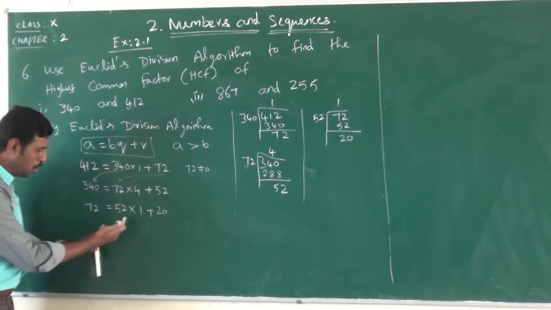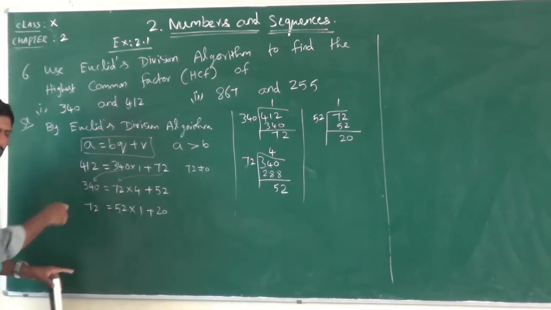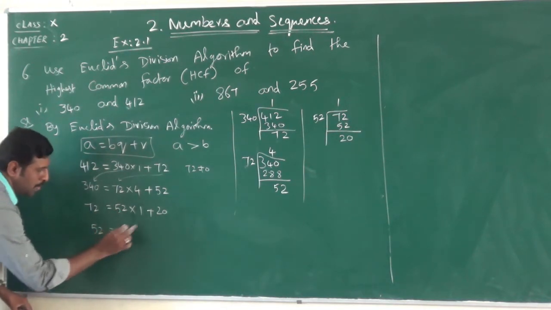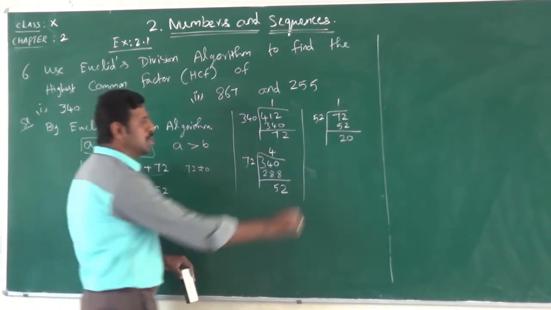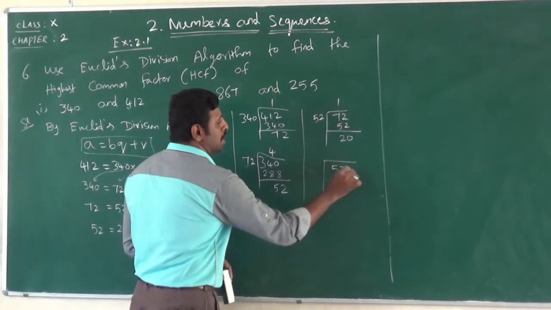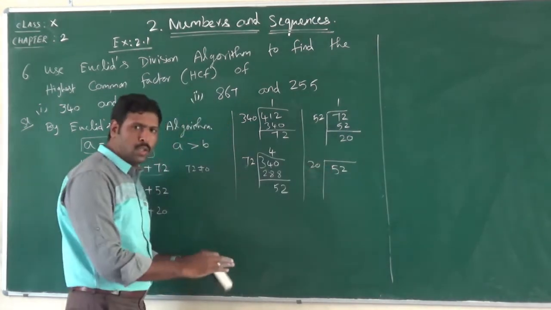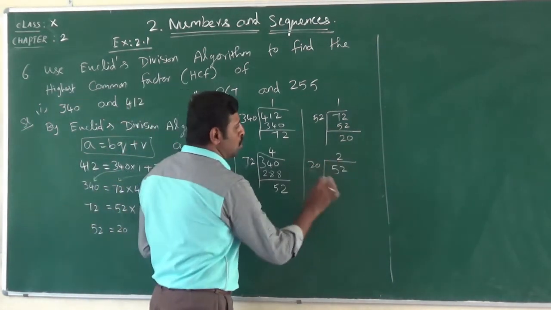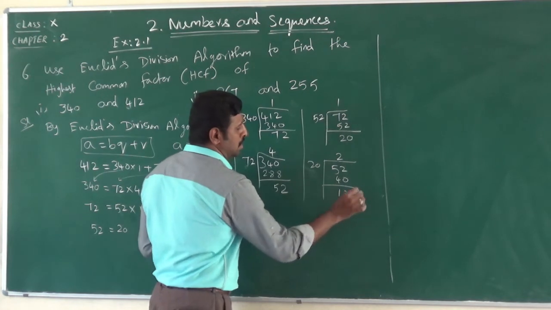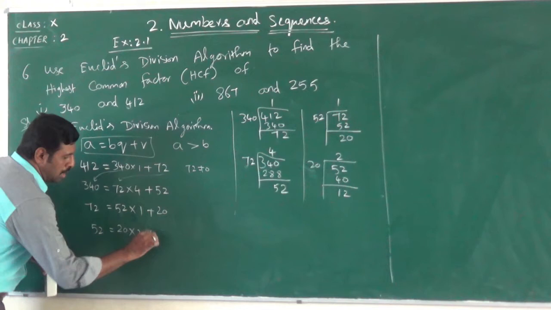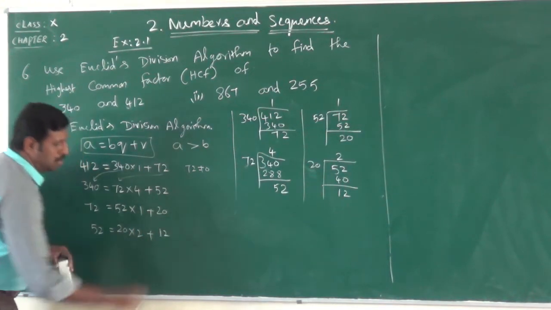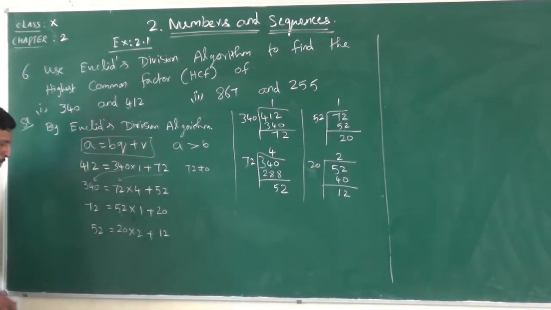In the next step you have to move the divisor to the dividend, that is 52, and the remainder as the divisor. In 52, how many times is it possible? Divided by 20, we get clearly 2 times. 2 into 20 is 40, we get remainder as 12. So still it is not equal to 0. Here we have 12.